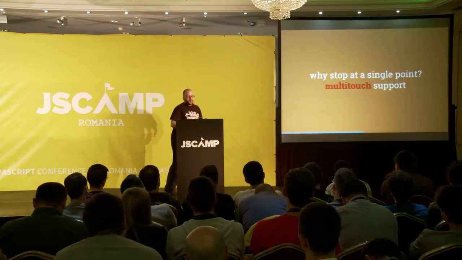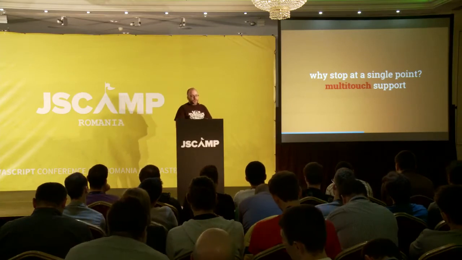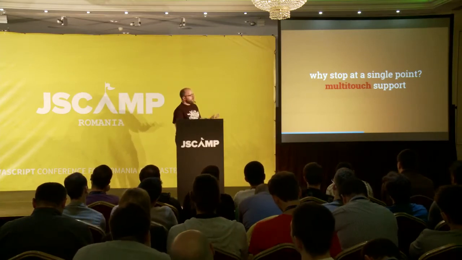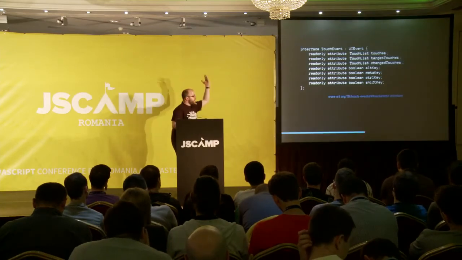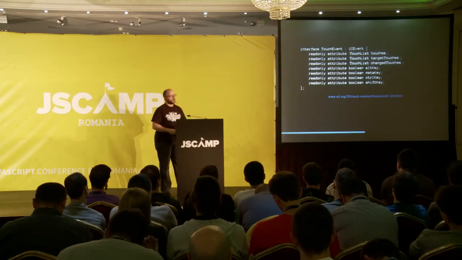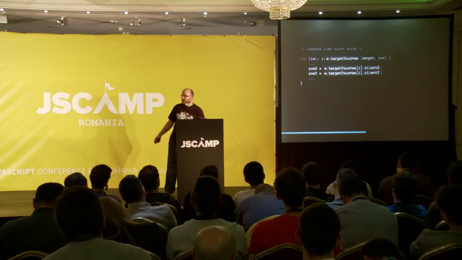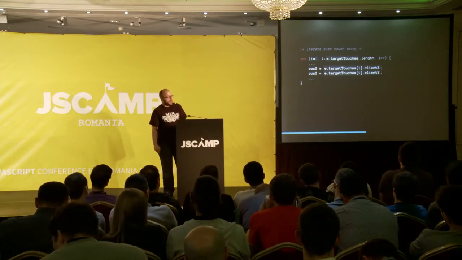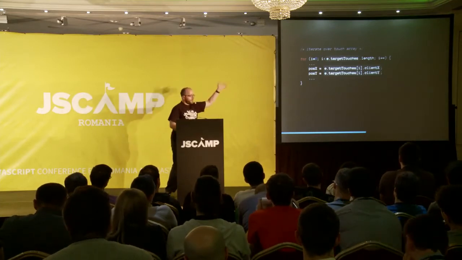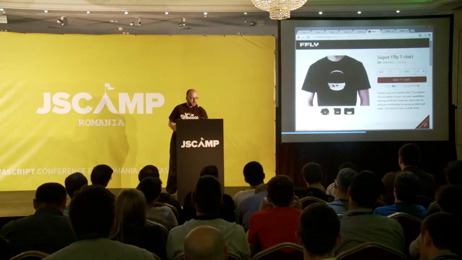And then why stop at a single point? We've seen we can track a single point, we can do swipes. You can also work through multiple touch points at the same time. As we've seen, we get these touch list objects: touches, target touches, change touches. We can work through them like a collection, in a loop, and just get the X and Y coordinates of every single touch that you've got on the screen.